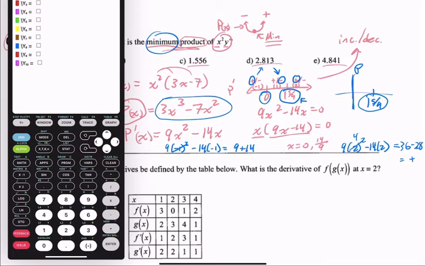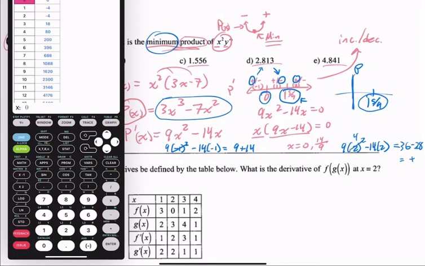I'm going to put in 3x to the third minus 7x squared. Okay, so now check out what you can do. There are different ways to do this. I'm going to use a table. So I'm going to press second and go to table. And it looks like my table is filling in by itself, which is not what I want, because it's only putting integers into the x's. And I need to put in 1.5 or 1 and 5/9.